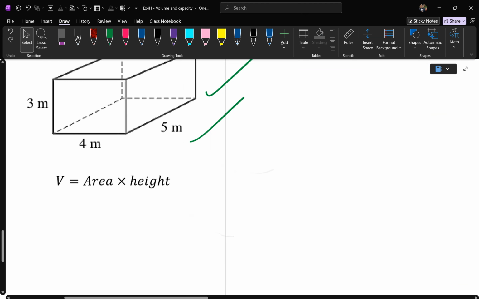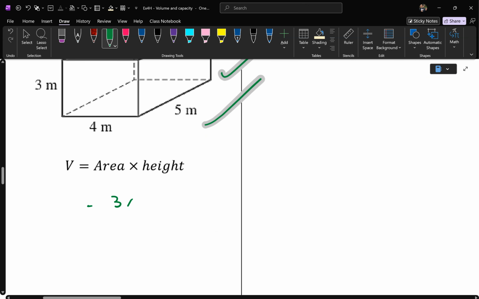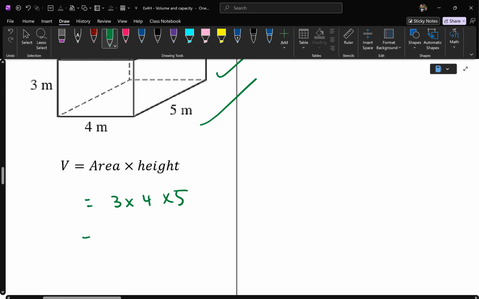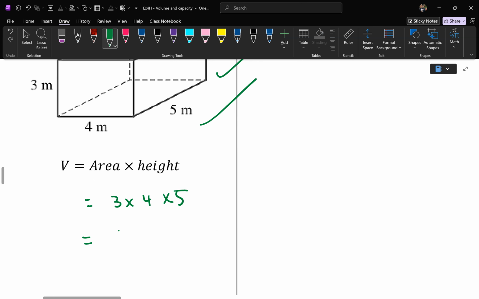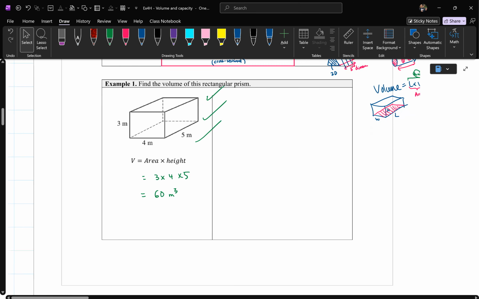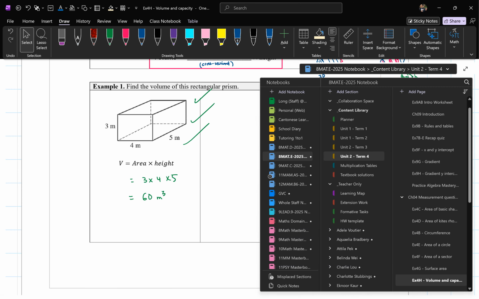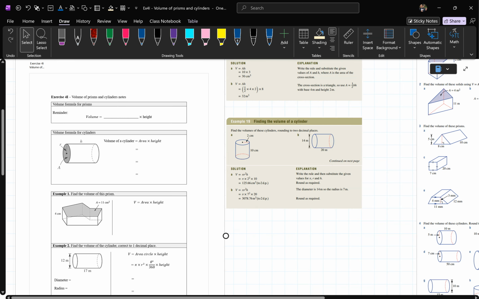They'll say, oh yeah, I know how to do this one, sir. 3 times 4 times 5, and they type in the calculator, they get 12 times 5, they get 60 cubic meters, and they feel, yep, I'm pretty good. The problem is this one. And really, if you understood what I was just explaining, this one shouldn't throw you off.